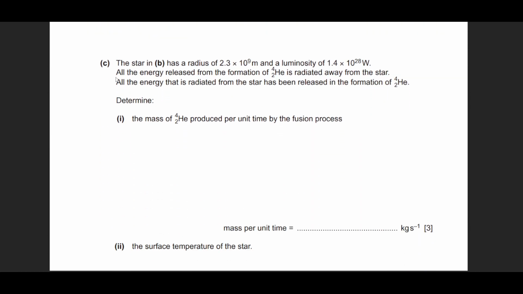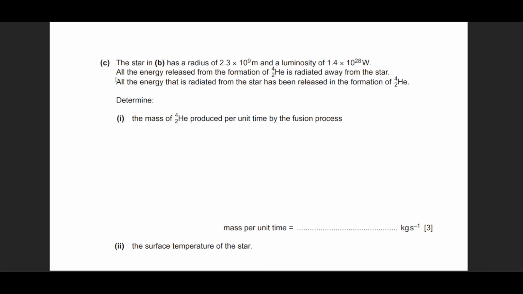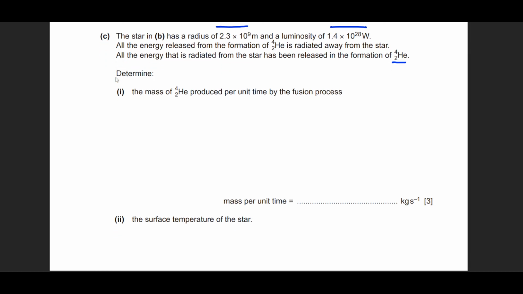C part. He says the star in B has a radius. Okay, so this was a star actually, a fusion reaction taking place inside the star. Okay, fine. It has a radius this much, a luminosity of this much, and the energy released from H2 away from the star has been released in the formation of, okay, fine. Determine the mass of H4 produced per unit time by the fusion process.